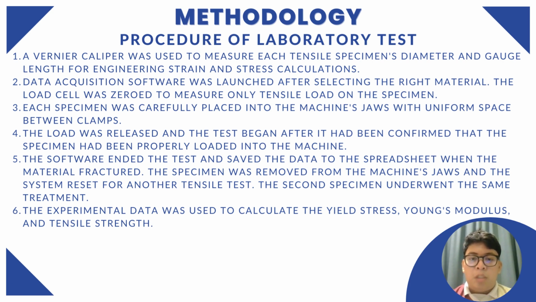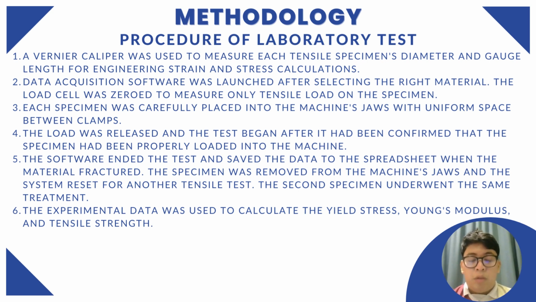Third, each specimen was carefully placed into the machine's jaws with uniform space between clamps. Fourth, the load was released and the test began after it had been confirmed that the specimen had been properly loaded into the machine. Fifth, the software ended the test and saved the data to the spreadsheet when the material fractured.